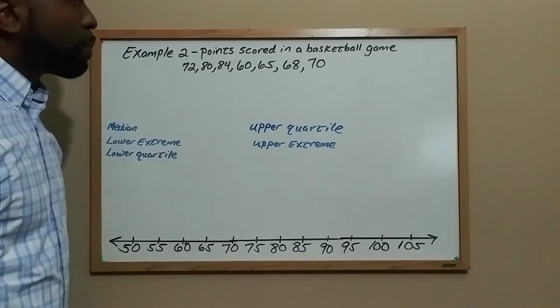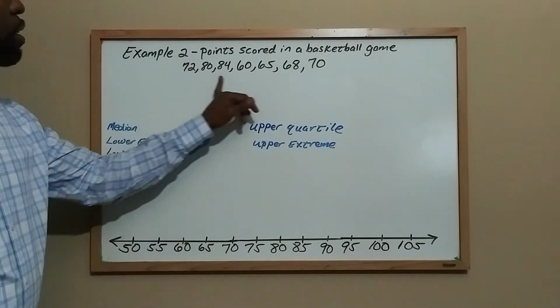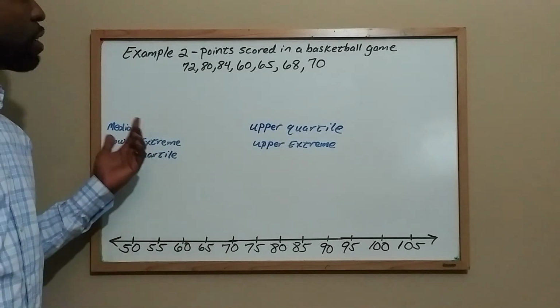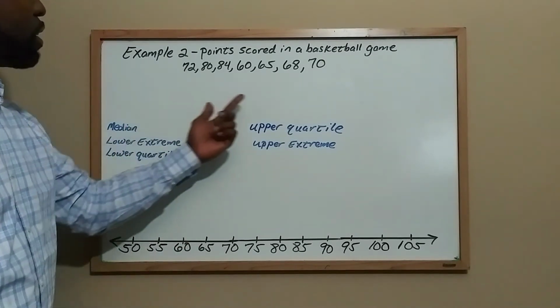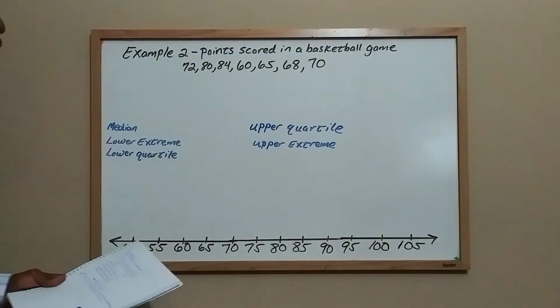Alright, so in this example, we're going to look at points scored in a basketball game. These are my data set, my numbers that are given. Now I need to look and see if the numbers are in order from least to greatest, and they are not. So now we have to put them in order from least to greatest.